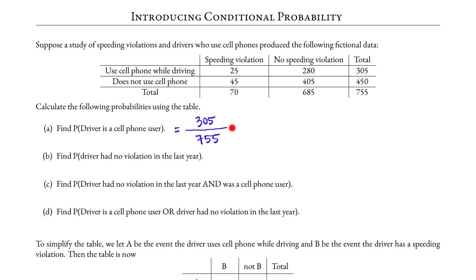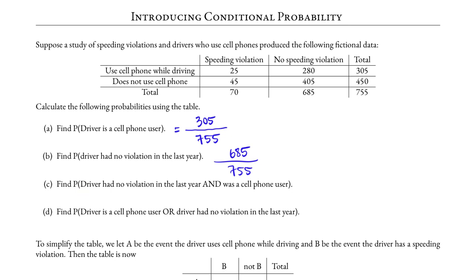We will simplify it to a decimal number, but for now just leave this as it is so that we can refer back to the table where the 305 comes from. Part B. Find the probability that the driver had no violation in the last year. Similarly, out of 755, how many of them had no violation? No violation whether they use a cell phone while driving or not. There are 685 people who did not have any speeding violation. So the answer is 685 out of 755.